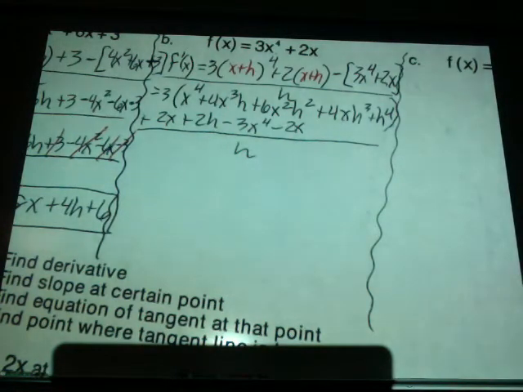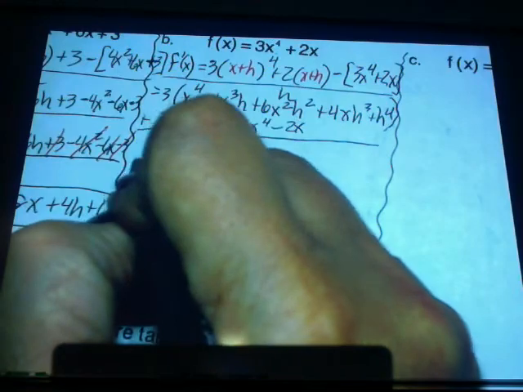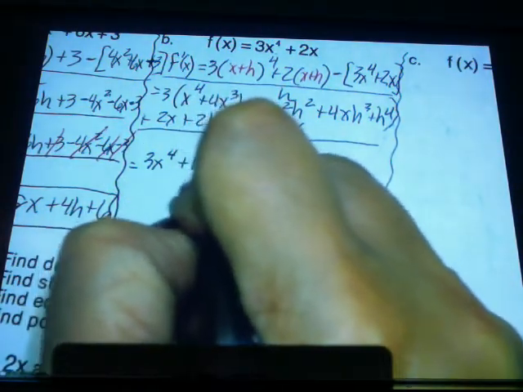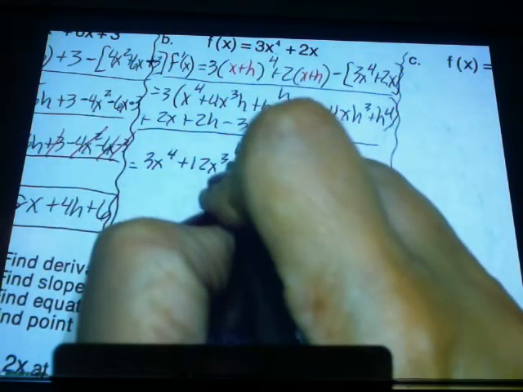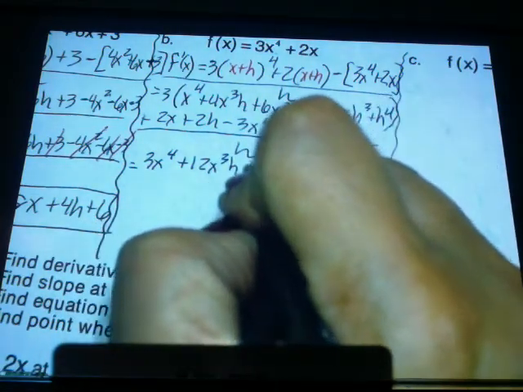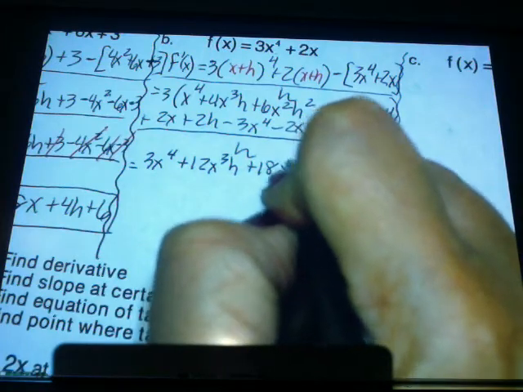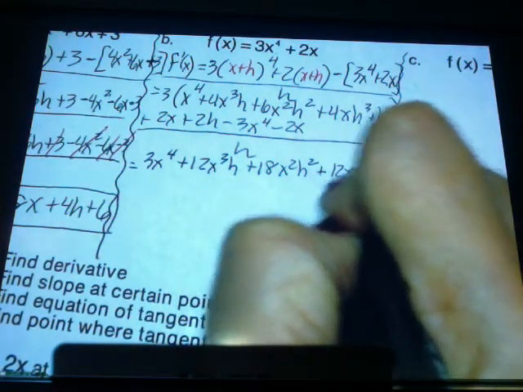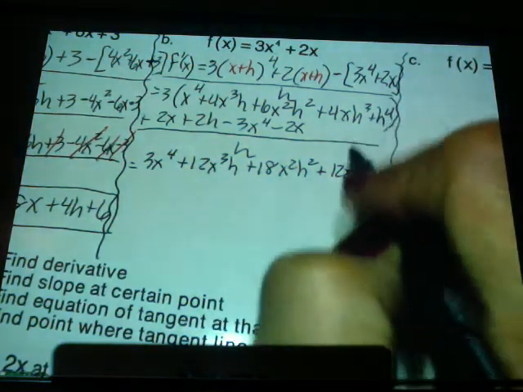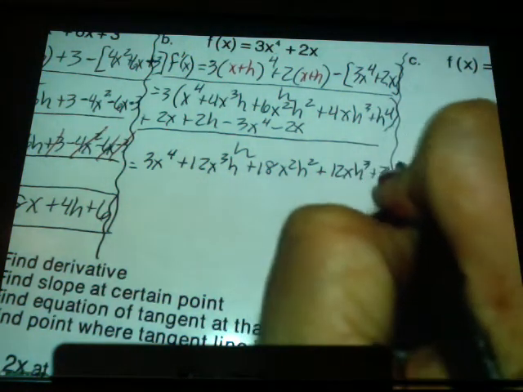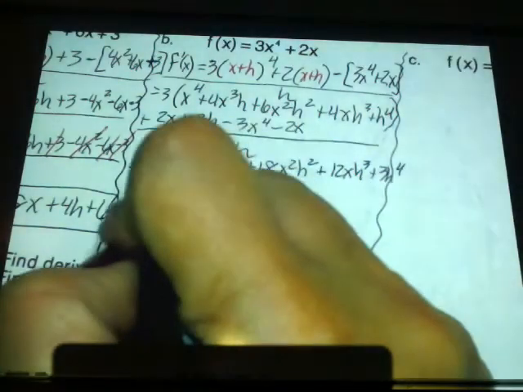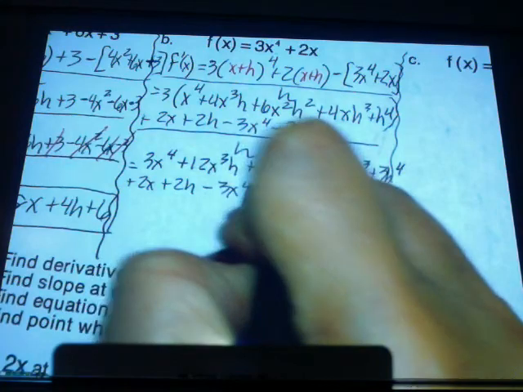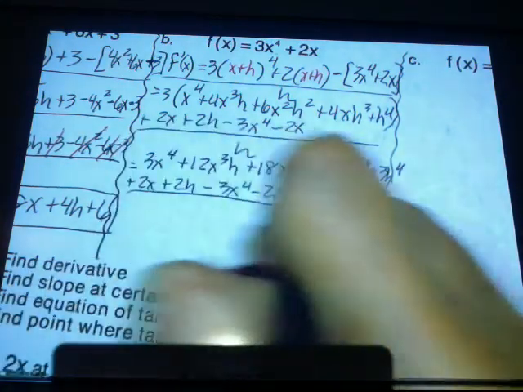And then we have to distribute our 3, right? So equals 3x to the 4th plus 12x cubed h plus 18x squared h squared plus 12xh cubed plus 3h to the 4th plus 2x plus 2h minus 3x to the 4th minus 2x. All of that over h.